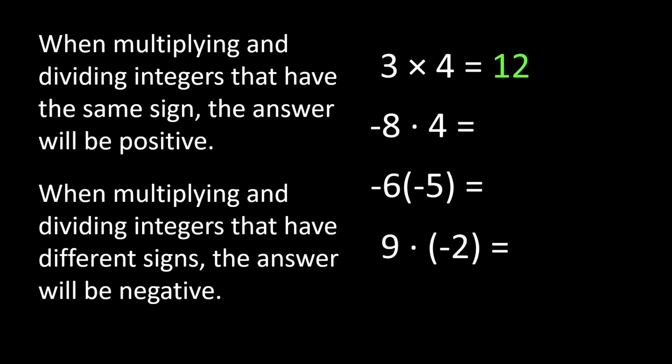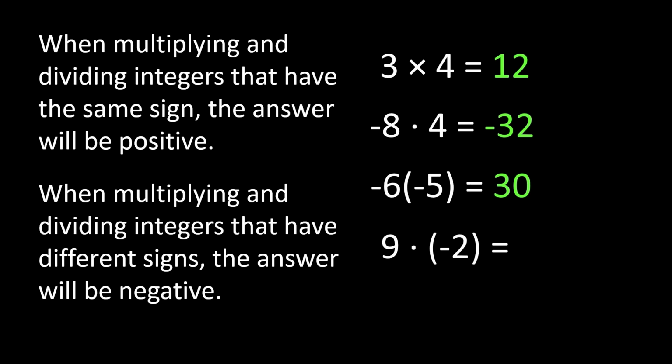-8 times 4 is multiplying integers with different signs. We'll multiply 8 by 4 as usual, which gives us 32. And because we're multiplying integers with different signs, the product of 32 will be negative. -8 times 4 equals -32. -6 times -5 is multiplying integers with the same sign, a negative times a negative. 6 times 5 equals 30. And the product will be positive because we're multiplying two negative integers, and our rule says when multiplying integers with the same sign, the product will be positive.